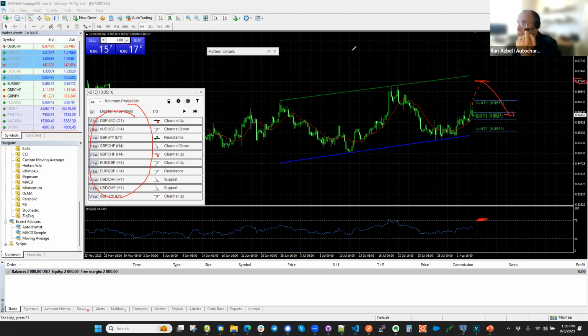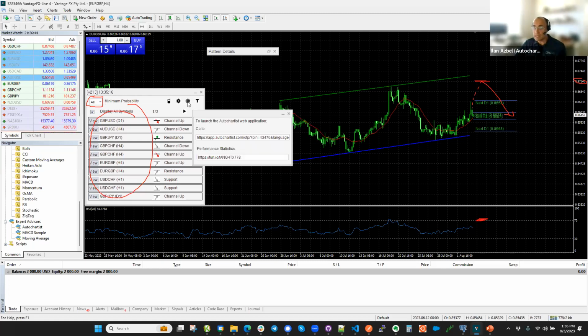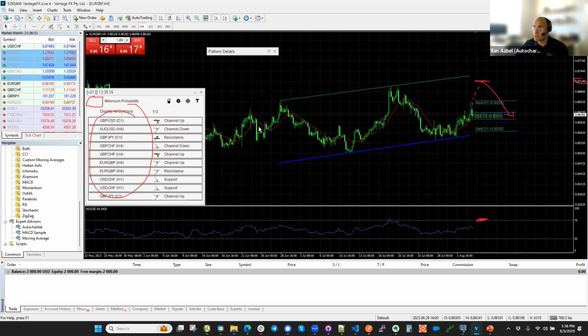The first way is looking at the past performance stats. You can do that either by clicking this drop-down list and doing a filter, or by clicking on the little world icon and copying and pasting the performance statistics link into your browser, and having a look at the past performance statistics.